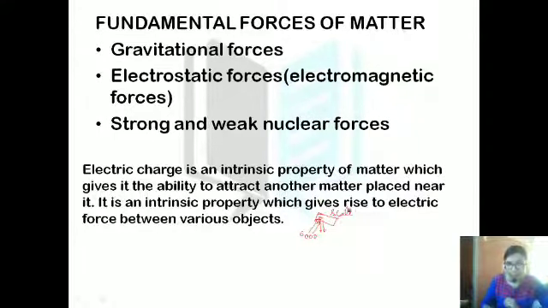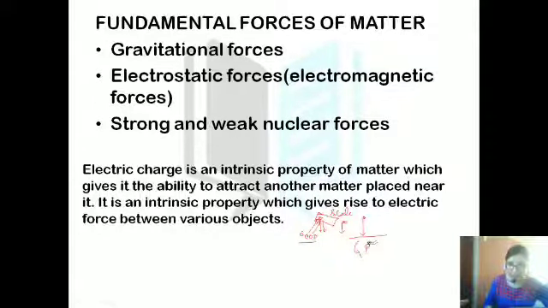Okay, what is our day-to-day experience? Our day-to-day experience is that any object placed above the surface of the earth will fall down because of the gravitational pull, right? Likewise, if we take these papers, carry them in our hand and release them, they will fall down because of the gravitational force of attraction. This is one of the fundamental forces acting in matter.